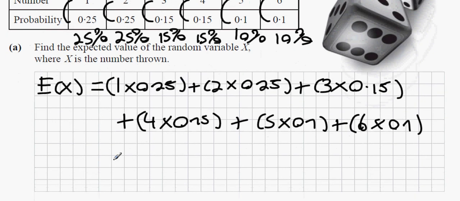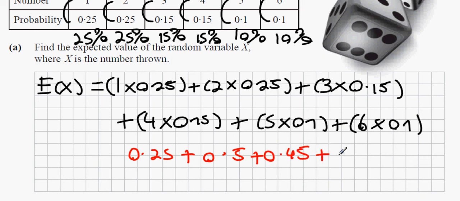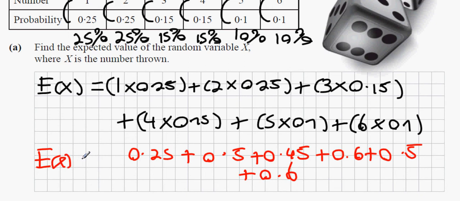And what we get is 0.25 plus 0.5 plus 0.45 plus 0.6 plus 0.5 plus 0.6. Okay, gonna add them all up together. And what we're going to get is an average of 2.9, okay? So the expected value is 2.9. So this is how you basically get the average, okay?